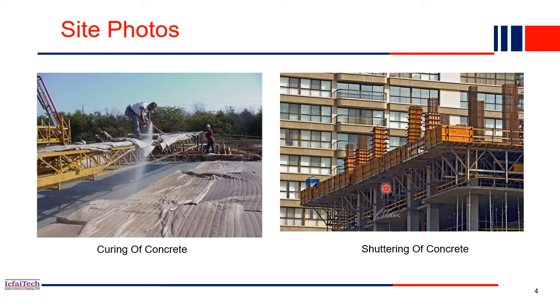How the shutterings are made is shown here at a real site. Anywhere you go, you will find this type of shuttering. It may be made of wood or of steel, whatever it may be. But shutterings are made primarily to pour the concrete, and then curing is done for the next 28 days or so.